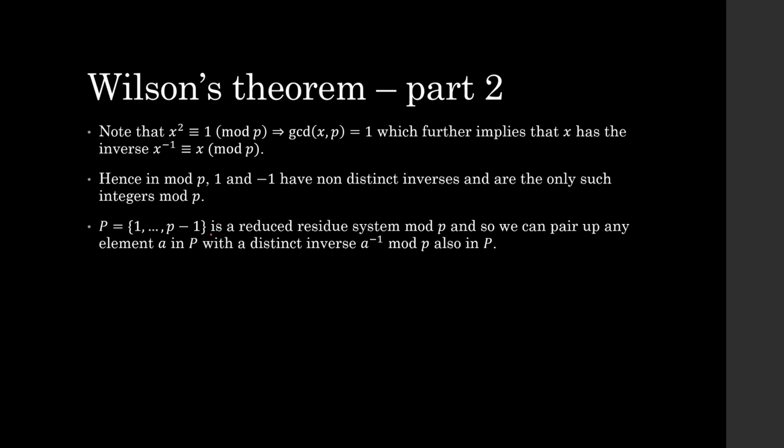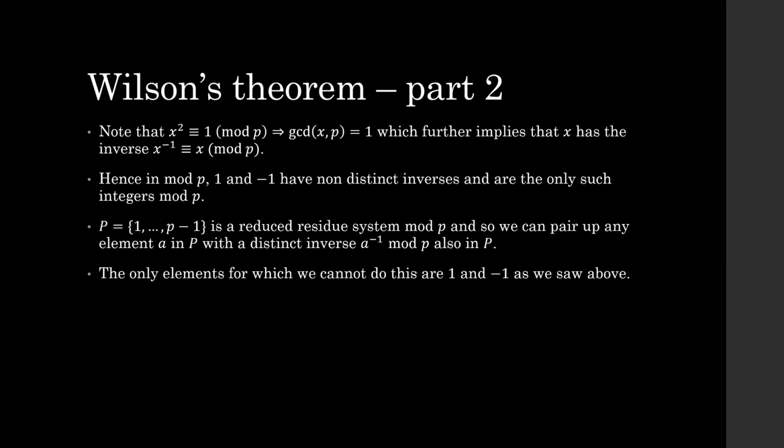And so we can pair up any elements of a in big P with a distinct inverse a to the minus 1 mod p, which is also going to be in big P. Keep in mind, I say distinct, but this is not going to be true for 1 and minus 1. Minus 1 isn't in this system, but it's congruent to p minus 1. So 1 and p minus 1 are not going to have distinct inverses, but all the other ones need to have an inverse mod p, because they're co-prime with p. It can't be the same inverse, because otherwise it'd have to be 1 or p minus 1. So that means they're going to have a distinct inverse, a to the minus 1 mod p, and so I can pair them up with their inverse.